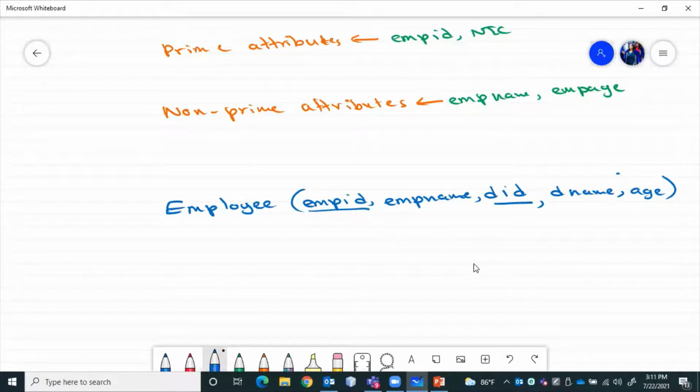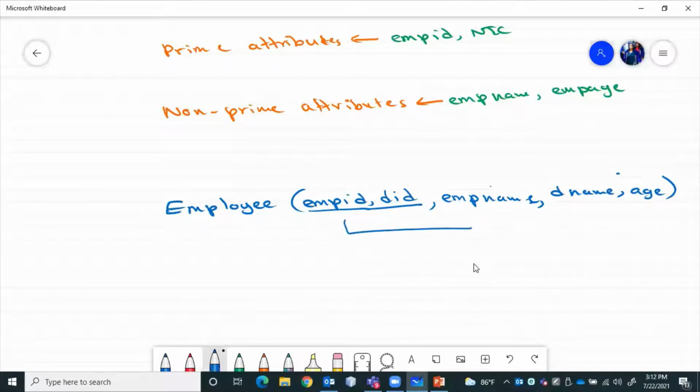I'll swap the places of these two attributes and take the department ID here. So now you can draw it like this. If we take this employee name, it is a non-prime attribute, because employee name is not participating in the primary key. And this attribute is only depending on the employee ID. It is not depending on the department ID. We can identify employee name using the employee ID; department ID is not going to do anything with this. So that means this non-prime attribute is partially depending on the primary key.